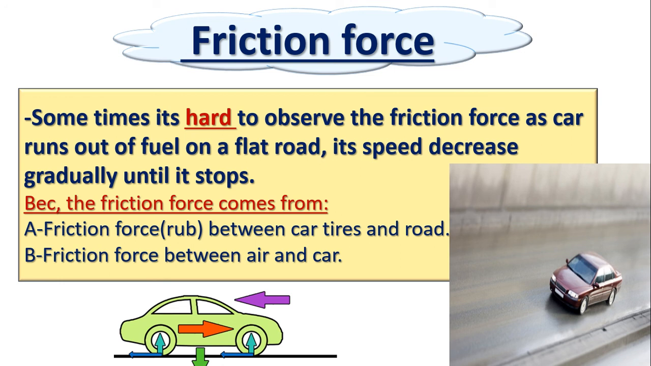Okay, what is the friction force on the street which affects the car? Number one, the friction force between the car tires and the road or the street. And also between the air and the car. The air also works in the opposite direction of the car to make it stop or slow down. So there are two friction forces affecting the car: the rubbing between the tire and the road, and the friction force of the air between the air and the car. This is the friction force which affects a moving car.